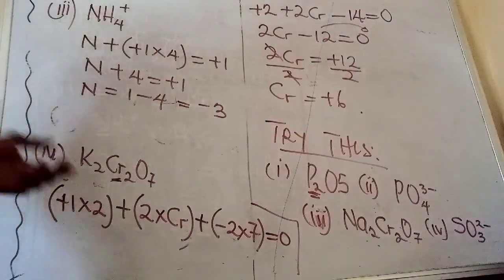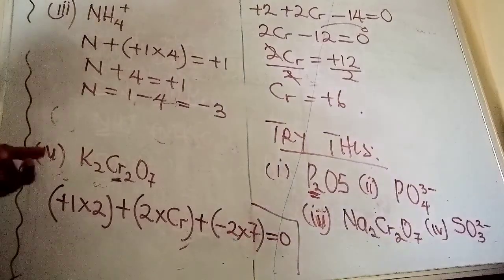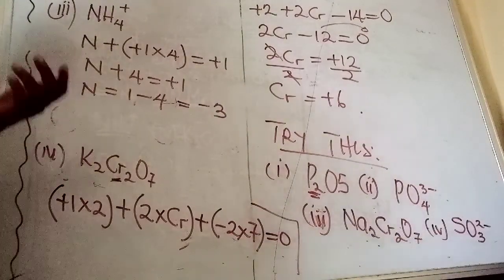This is the end of part 1. That is finding oxidation number of elements in given substances.